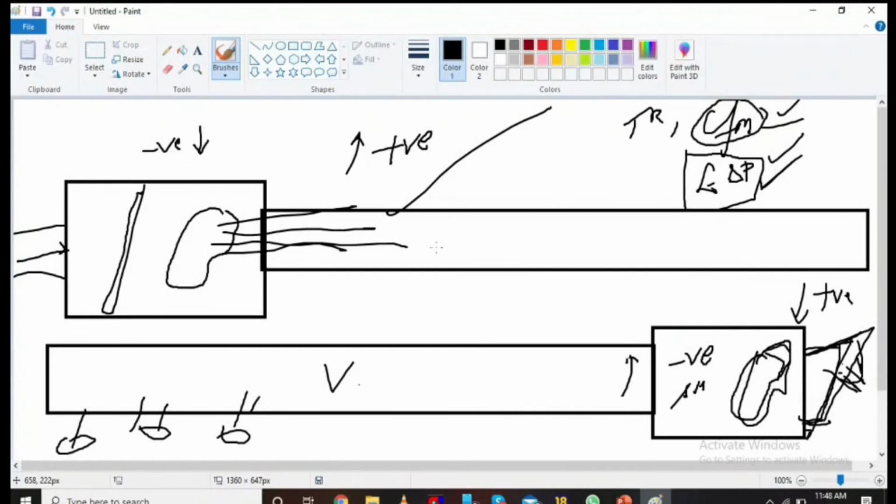Why I told this is, it should give you a basic idea. Positive, negative, that's all. Understood?